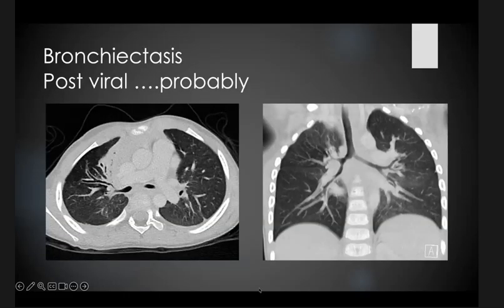And we did a follow-up X-ray, which was basically the same. So when the opacity stays and doesn't go away with time, we do the chest X-ray, and you see here that there was some bronchiectasis and some chronic atelectasis, probably post-viral, but we don't know.